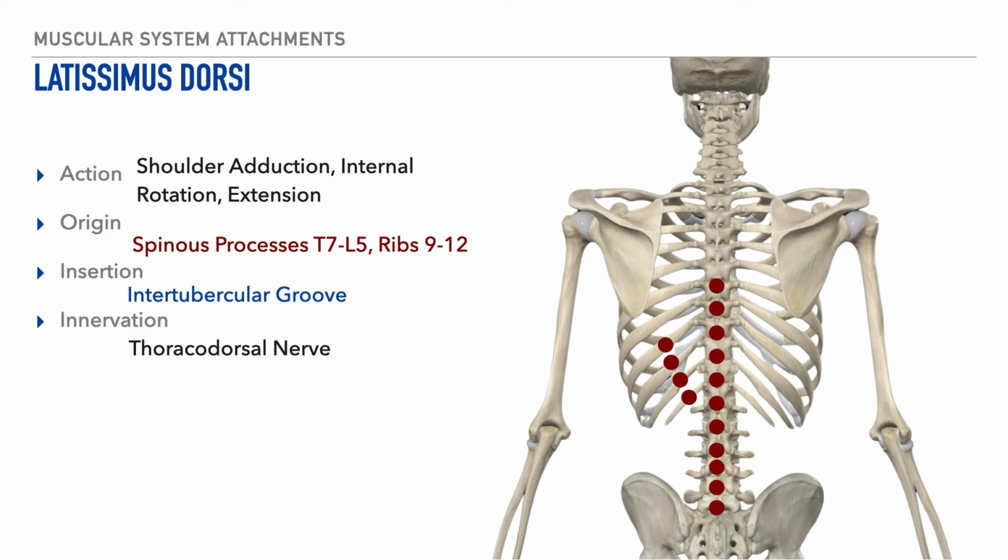intertubercular or bicipital groove, and I'll show that insertion point here. And you'll also notice that we're utilizing an open circle here to note that the insertion point is on the anterior portion of the humerus. And last but certainly not least, the innervation of the Latissimus Dorsi is the thoracodorsal nerve.